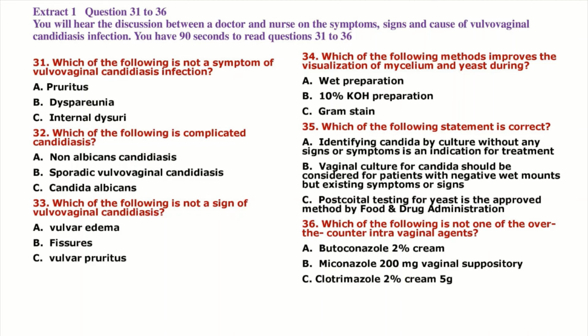Identifying Candida by culture in the absence of signs or symptoms is not an indication for treatment, since approximately 20% of women harbor Candida species and other yeasts in the vagina. However, point-of-care testing for yeast is not approved by the Food and Drug Administration. Culture for yeast remains the gold standard for diagnosis. Vulvovaginal candidiasis can occur concomitantly with sexually transmitted diseases. Most healthy women with uncomplicated vulvovaginal candidiasis have no identifiable precipitating factors.